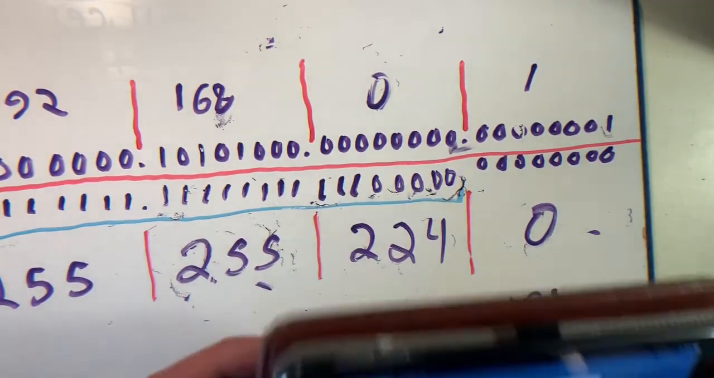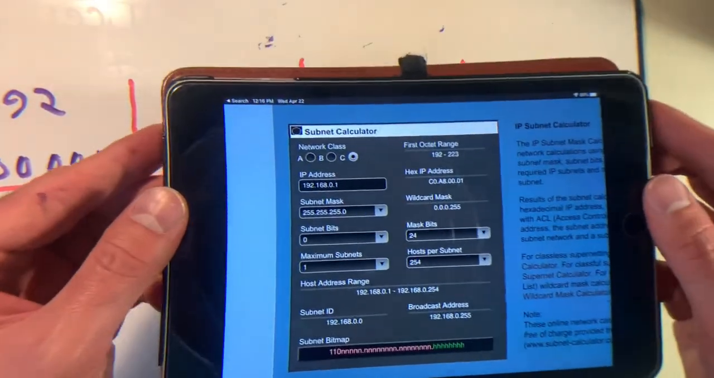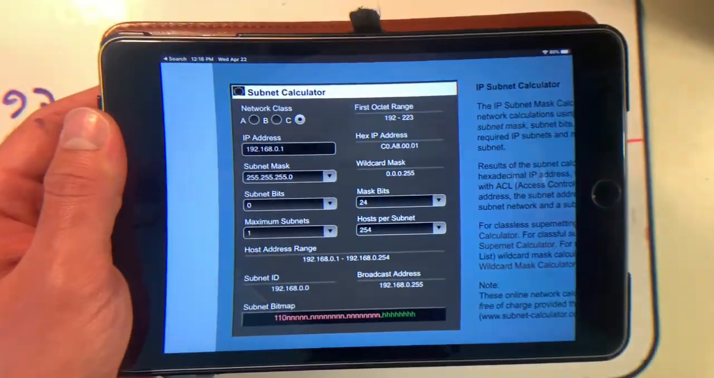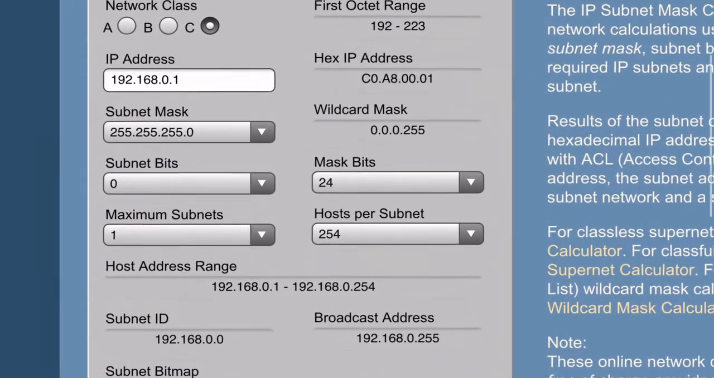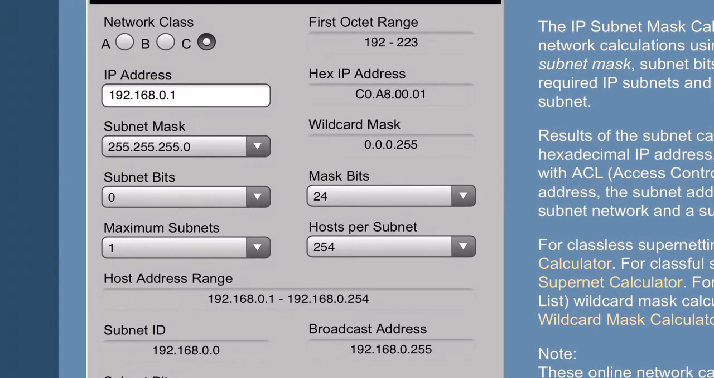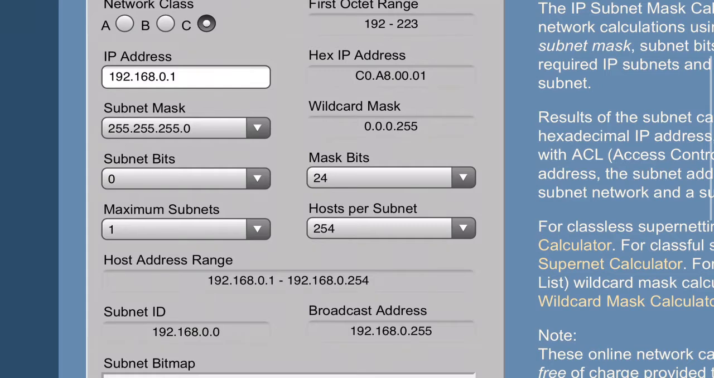But another way to do it is through a subnet calculator like this one here. So right here we have a subnet calculator, and its job is to do basically the same thing that we were doing manually, but makes it a lot easier to figure out if you have certain requirements for the amount of hosts that you need. You can just input that into this calculator, and it will help you figure it out.